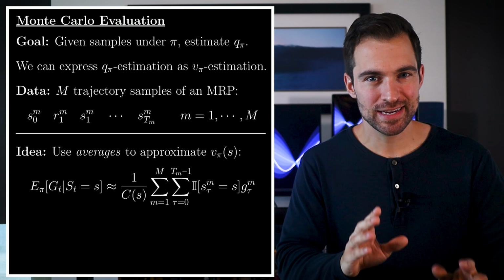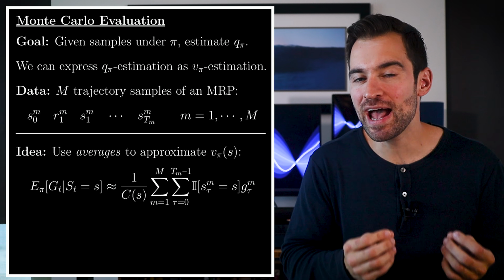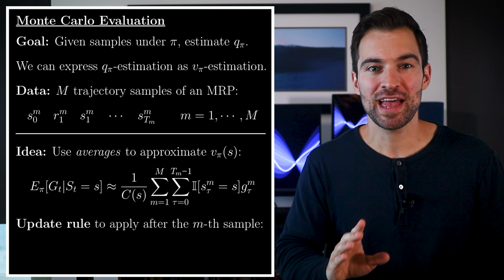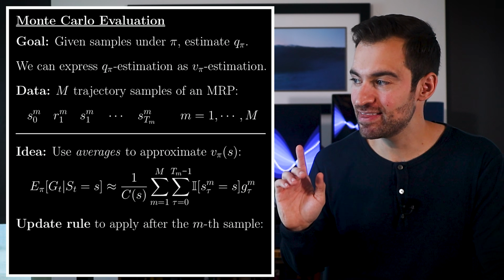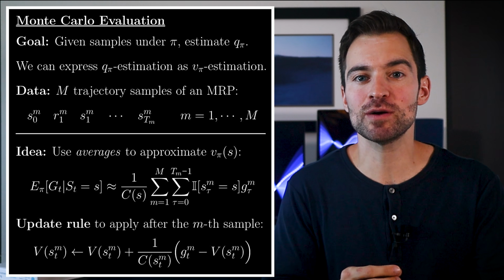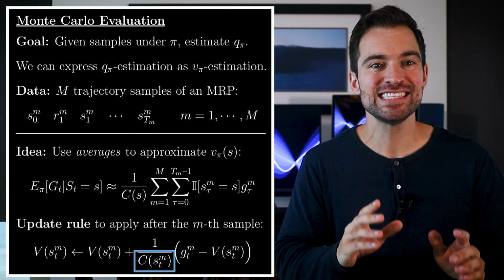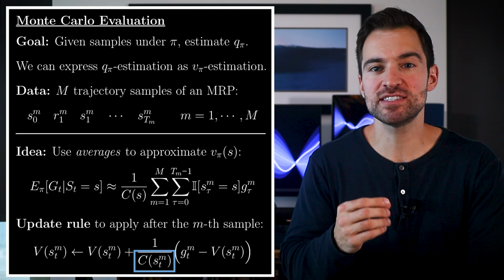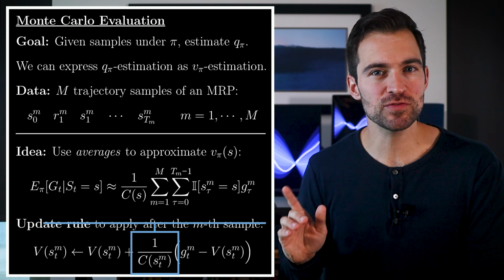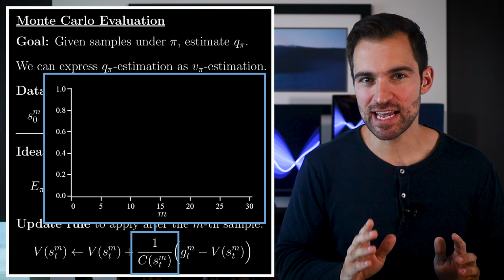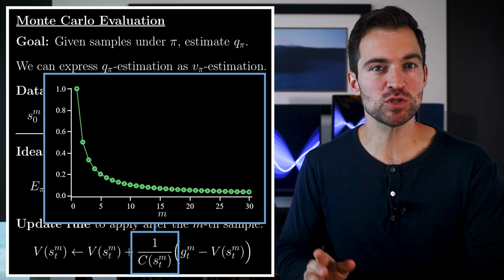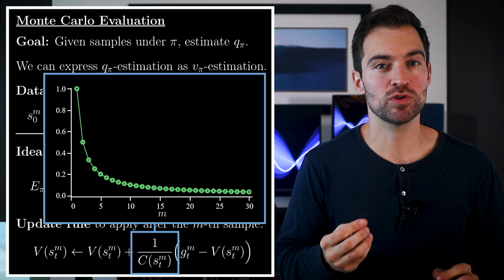But there's an issue. To calculate this, we must process a batch of M trajectories. What would be better is if we applied an update rule after each trajectory, like this. Applying this is in fact exactly the same as calculating the average up to the mth sample. Here, C(S_m,t) counts all visits to the state up to time t of the mth trajectory. Now, if we were to plot this for one state over the episode index m, then we'd get something similar to this, which basically means we make smaller updates after we've processed more data.